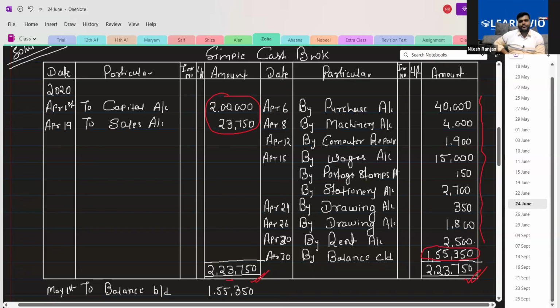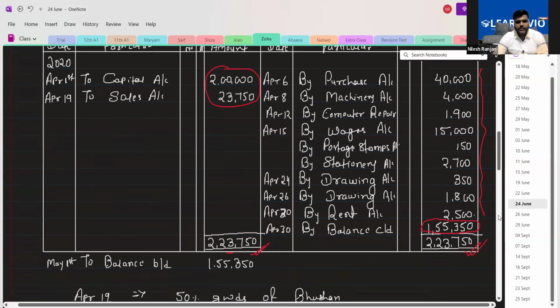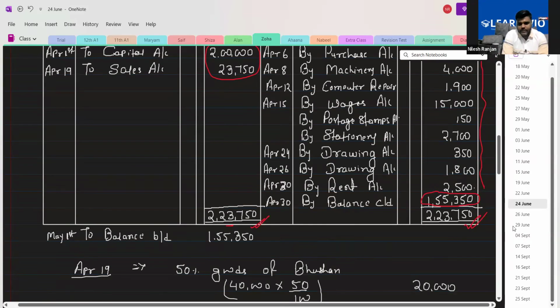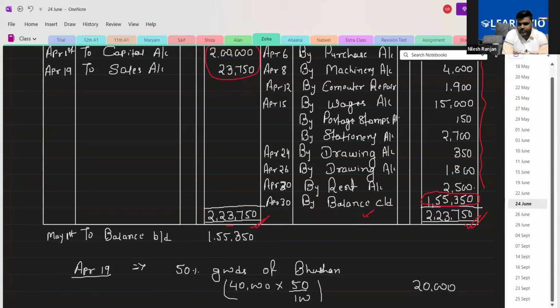No, I got it. I understand. Okay. So this was your confusion, about balancing? On the debit side, we write balance brought down, but on the credit side, we write the same thing? Yes, you can see here this balance I have calculated by balance c/d at the end.